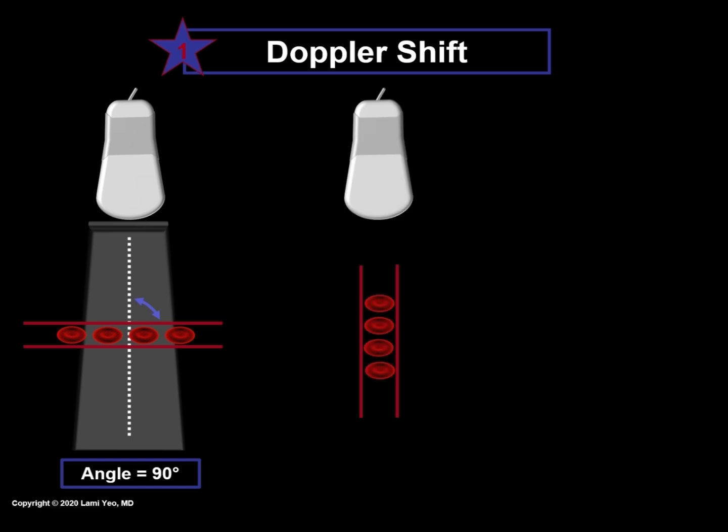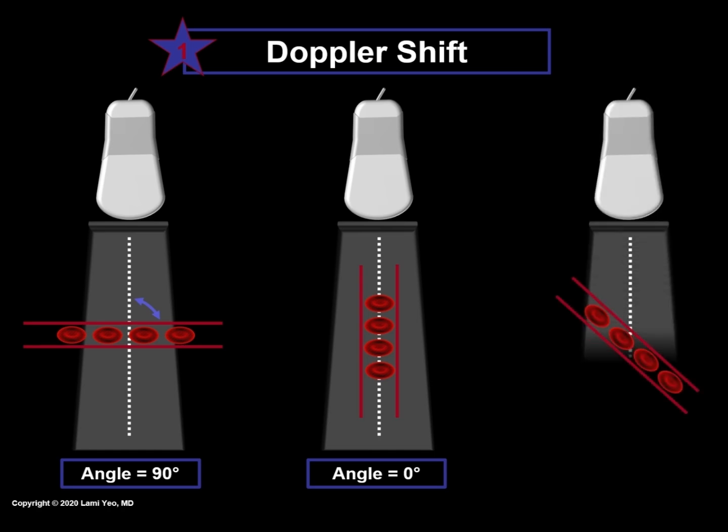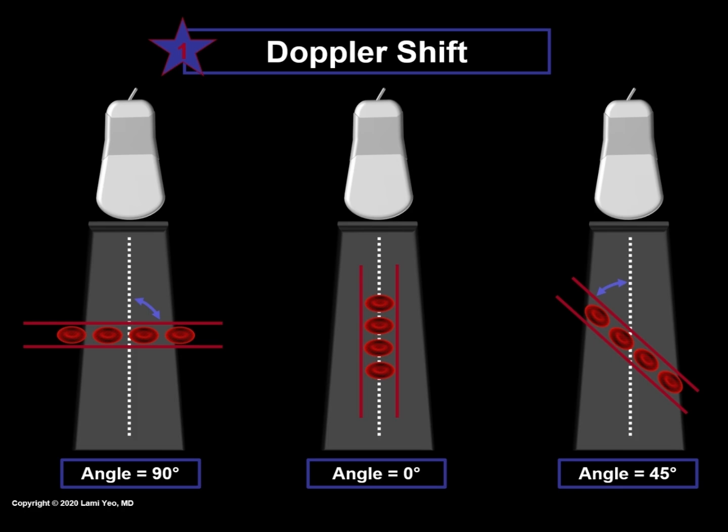In the second example, the ultrasound beam and blood flow are parallel, or 0 degrees to each other. Finally, the third example shows the angle of insonation to be 45 degrees.